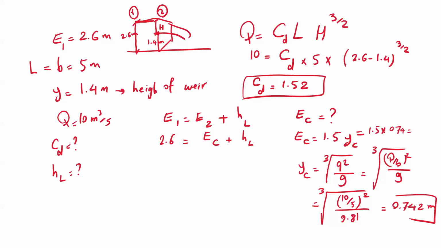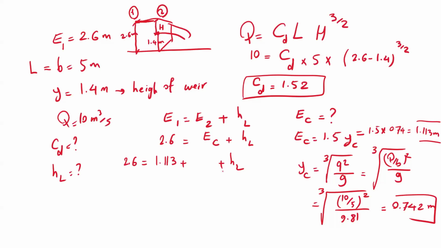0.74, which is around 1.1. So 2.6 here, 1.1 here plus HL.